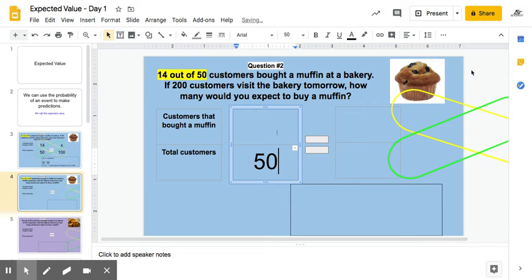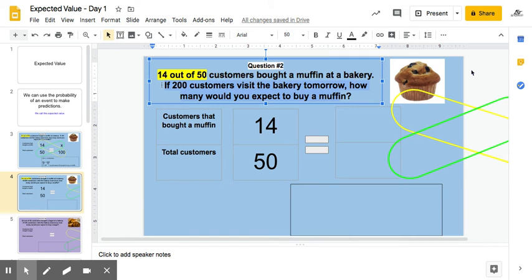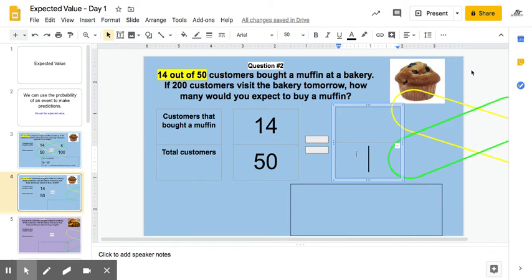We again have 50 customers in total. Our numerator is the amount of customers that bought a muffin. In this case, only 14 customers bought a muffin. So my first fraction should be 14 over 50. Okay, now I need to create my second probability or my second fraction over here. It says if 200 customers visit the bakery tomorrow, so that tells me my total amount of customers is going to be 200. So 200 goes into my denominator.